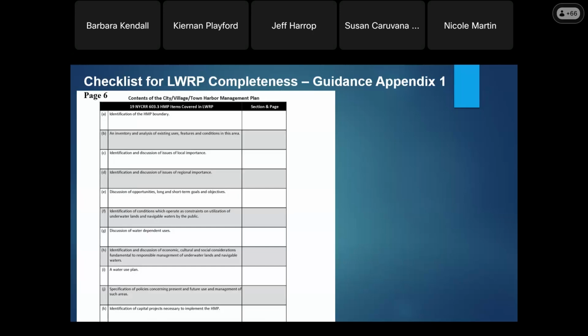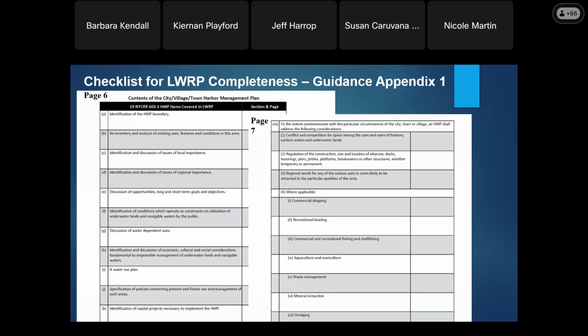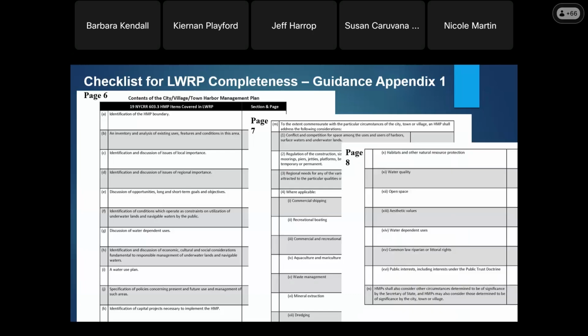So for the Harbor Management Plan, you'll see that it lists the requirements from the regulations in 19 NYCRR 603.3. And on the right is a column where you can notate the section and page in the LWRP where the element appears. The LWRP must have a chart showing that all the requirements are addressed in the sections of the LWRP, and these pages can be used for that purpose. And these are the last 2 pages of the checklist for the HMP. So you can see again, we prefer to have this in the appendix of the document so that we can see that everything's being addressed.